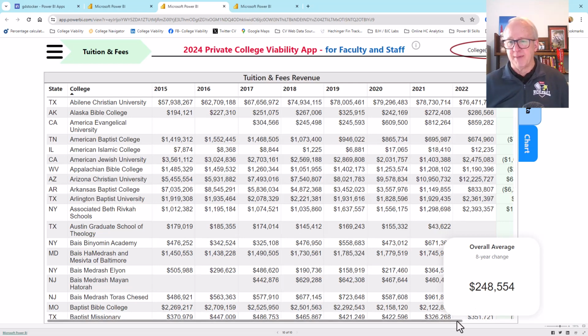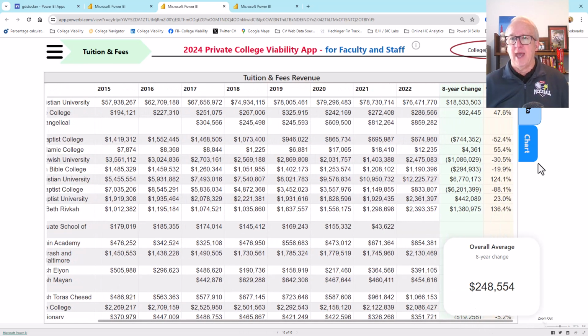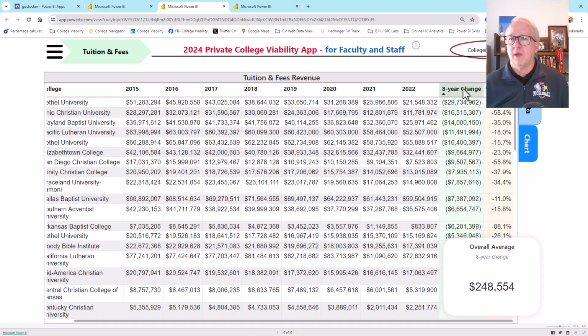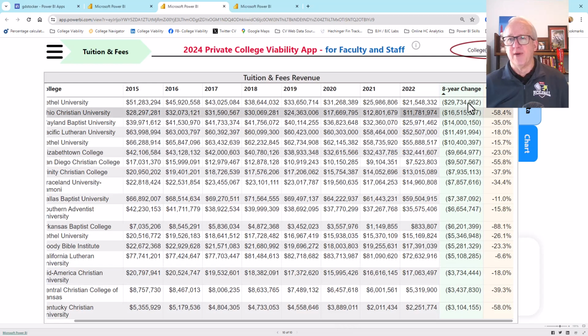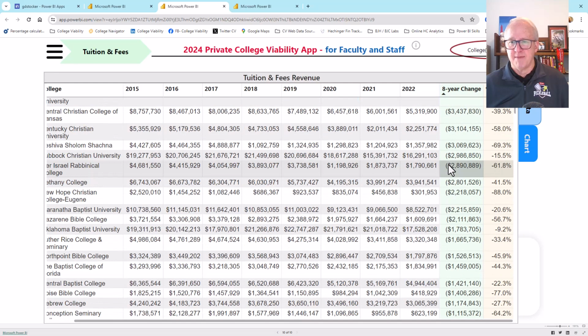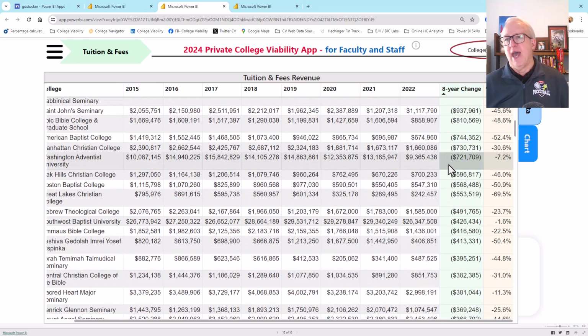So let's do this. I'm going to scroll over to the right a little bit and look at the 8-year change. I'm going to click on that and it's going to sort it. So we can look at Bethel University in Tennessee. The tuition and fee revenue is down almost $30 million over the last 8 years. You can see many colleges have decreased tuition and fee revenue over the last 8 reported years. That can't be a good thing.